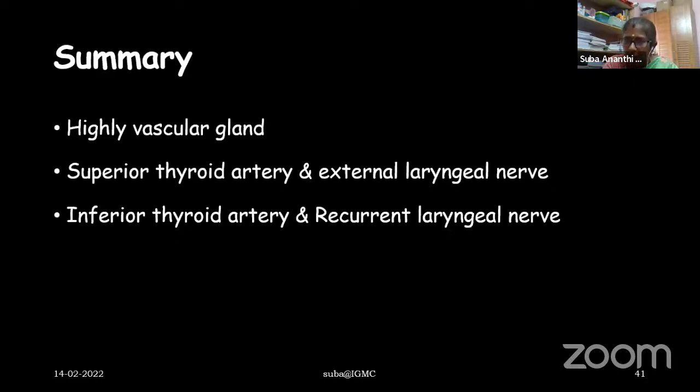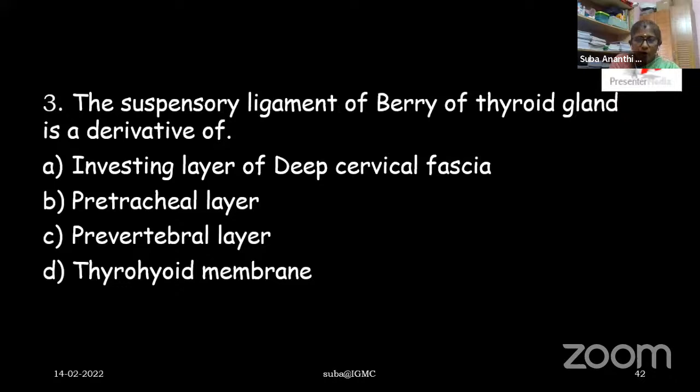So to avoid injury to the external laryngeal nerve, superior thyroid artery is ligated close to the apex of the thyroid gland. To avoid injury to the recurrent laryngeal nerve and to the blood supply to the parathyroid, the inferior thyroid artery is ligated close to the base of the thyroid gland. That's the newer concept. So moving on to the questions.